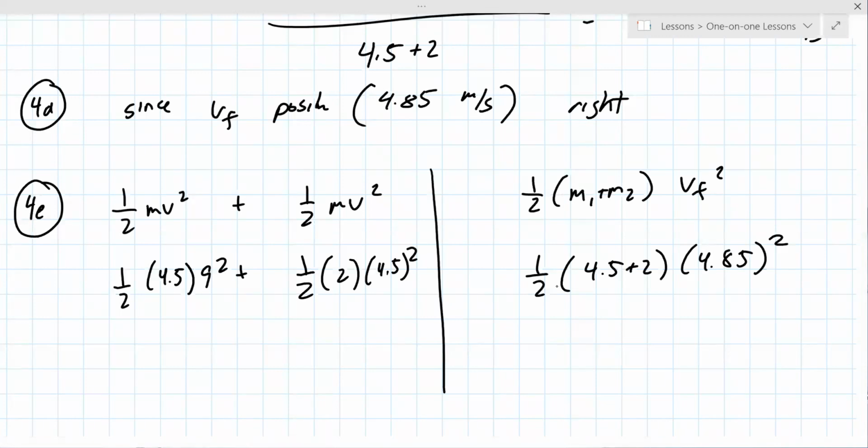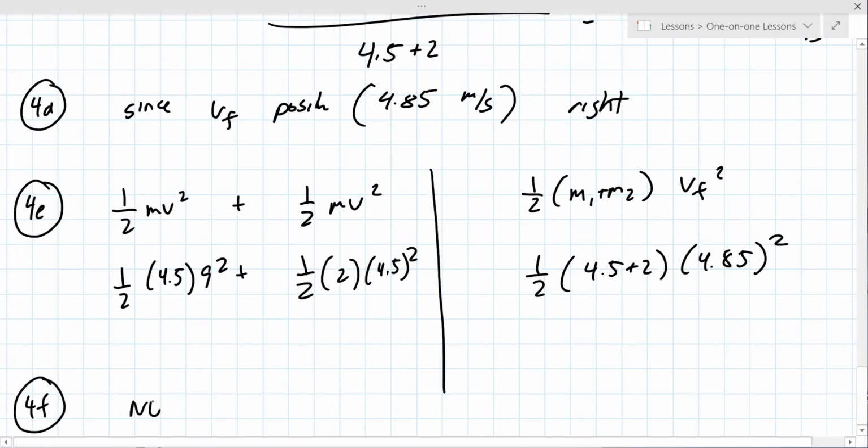So I'm not sure where to tell you to go on that. We could calculate them both if you want. Yeah. Momentum is definitely not conserved. No. Conserved. All right.